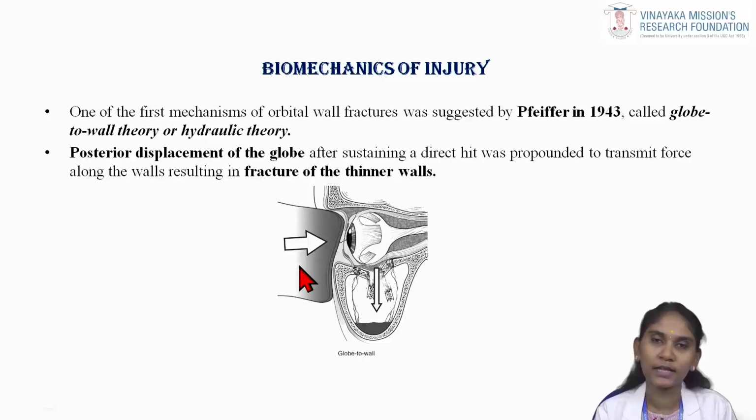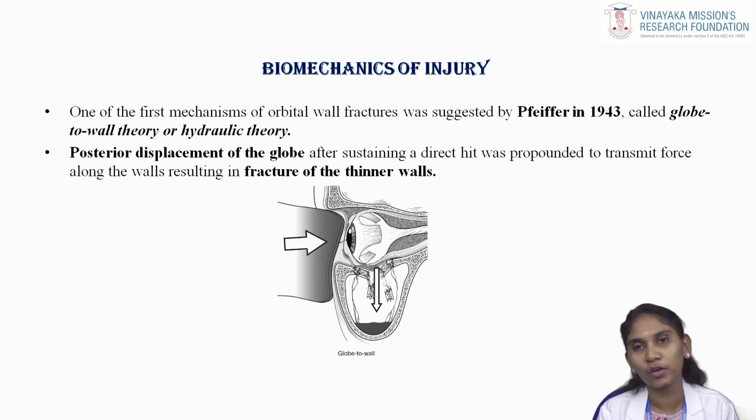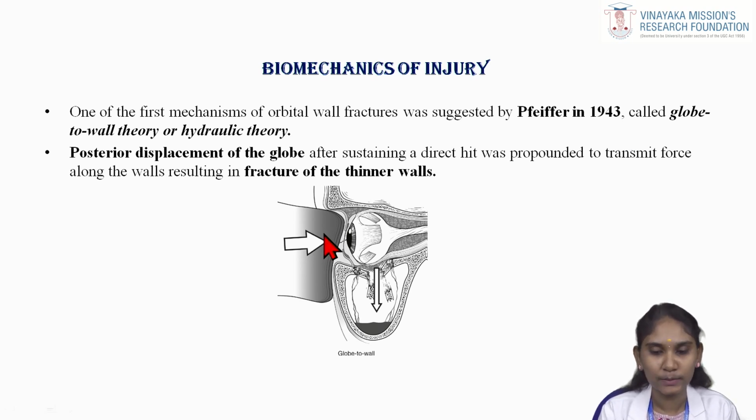So far we have seen the anatomy and classification. Now moving on to the biomechanics of injury. One of the first mechanisms of orbital wall fracture was suggested by Pfeiffer in 1943, called the globe-to-wall theory or the hydraulic theory. Here there will be posterior displacement of the globe after sustaining a direct hit, which was propounded to transmit force along the walls, resulting in fracture of the thinner walls.